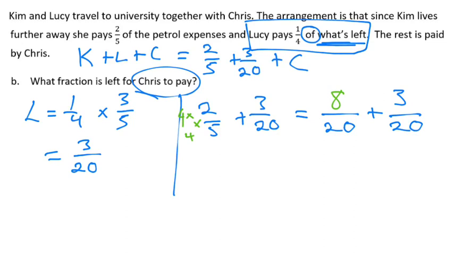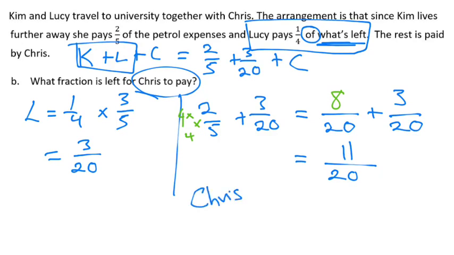So now I've got the same denominator. I can leave the denominator alone and add the numerators. So 8 plus 3 is 11. So that tells me Kim and Lucy's part together is 11/20. So Chris has to pay the rest of it. So 1 minus 11/20 leaves him with 9/20.